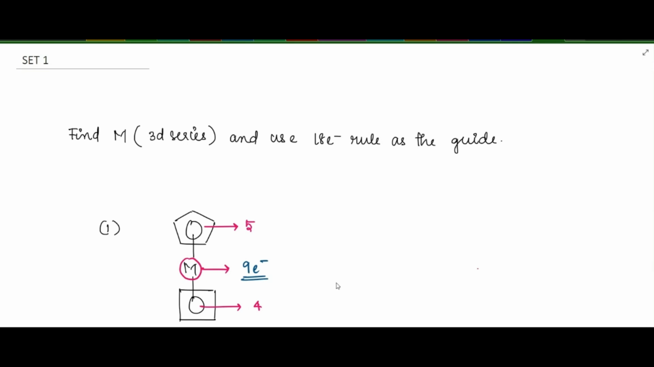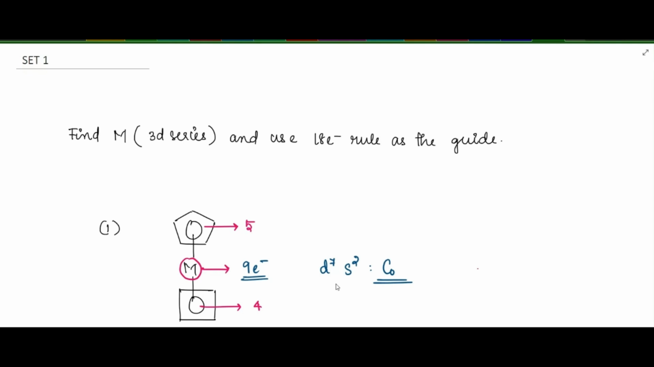So to find that, you should know which metal contributes 9 electrons. In the 3d series, it is d7s2, cobalt, a total of 9 electrons. Okay, so this is very easy. This is how you have to find it.